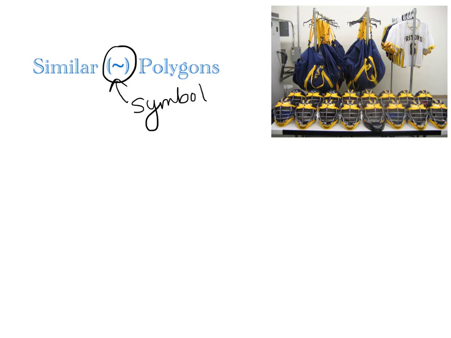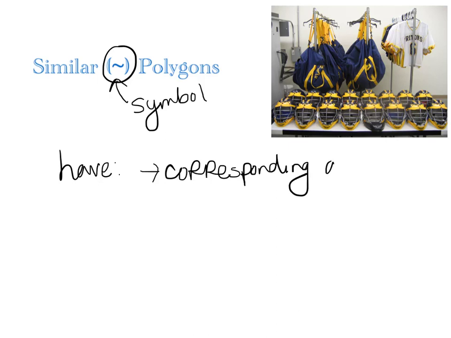Now, what do similar polygons have? Well, there are two things they have to have, and this is really the only big things that we're just reiterating in our notes that we've already written down. Similar polygons have, one, corresponding angles that are congruent.